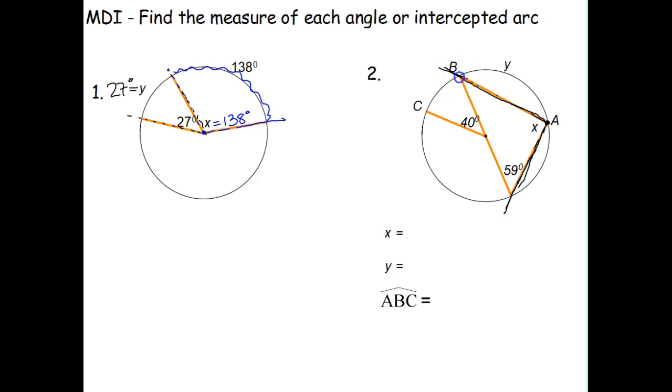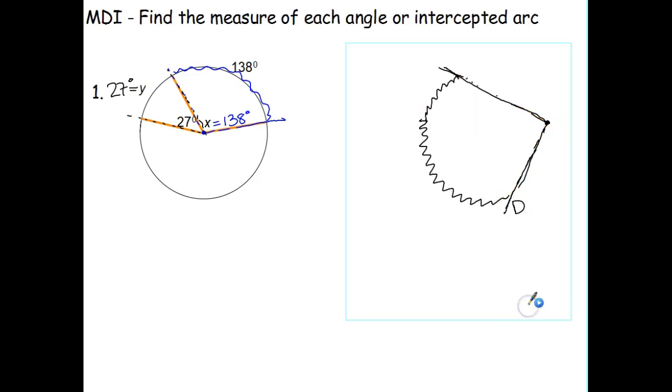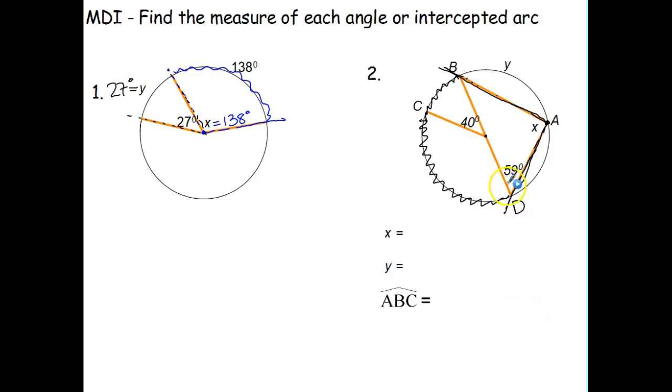The intercepted arc for x is going to be this arc that's all the way from B to this letter over here, which we'll call D. All right. So if we look at this, we have this diameter here, which makes this half of a circle. So this arc is 180 degrees. So in order to find x, we know that its intercepted arc is 180 degrees. So if we take 180 and divide by 2, we know that x is equal to 90 degrees.